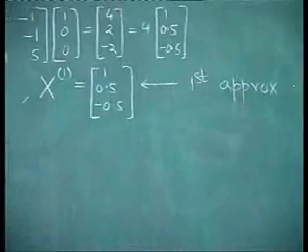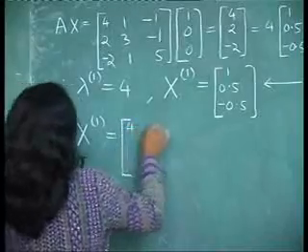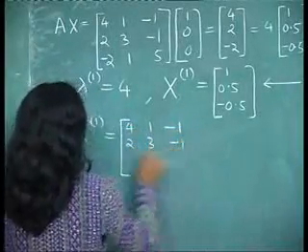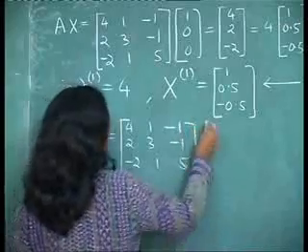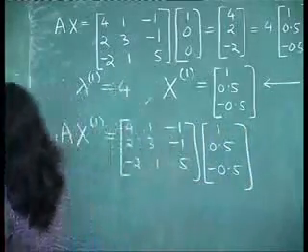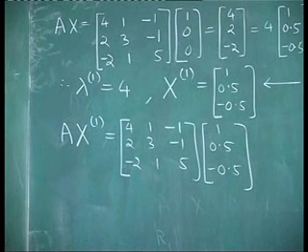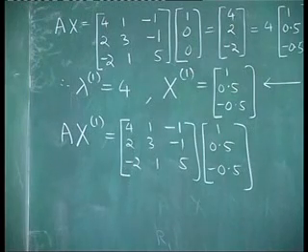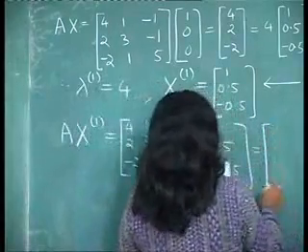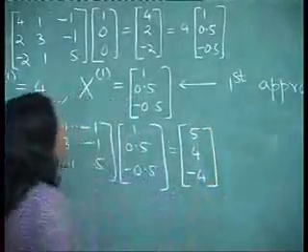Next, we compute the product A into x1. So that will be 4 1 minus 1 into x1. x1 is 1, 0.5, minus 0.5. Do the calculations. I've already done them. This will work out to be 5 4 minus 4.